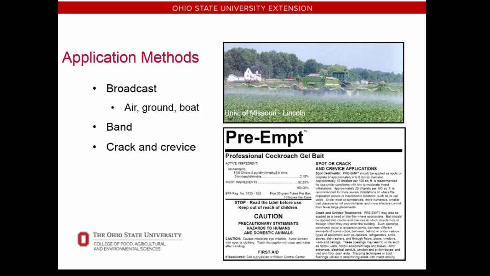Band treatments are common in agriculture when crops are grown in rows. You then band a treatment either over the crop row and skip the unplanted area, or treat between the crop rows without treating a crop. By using band treatments, you greatly reduce the amount of the product needed. Crack and crevice treatments are common when treating in and around buildings.